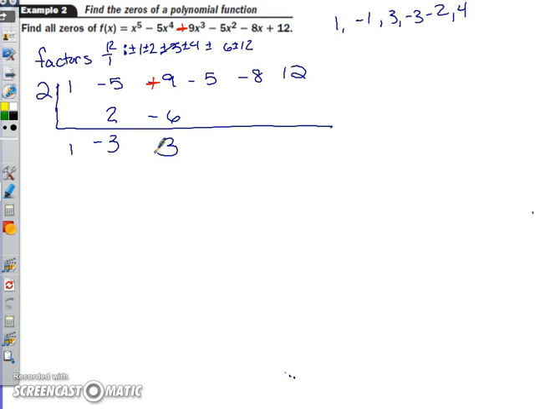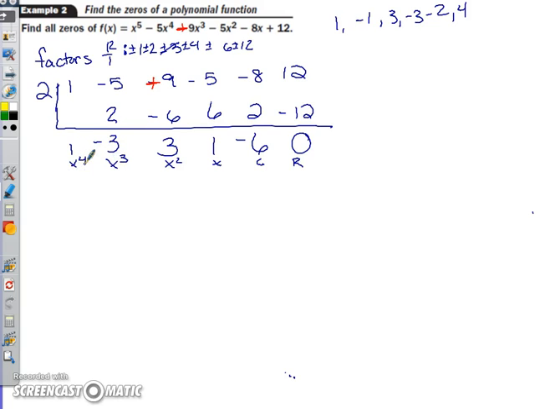2 times +3 gives you a 6, which gives you a 1. 2 times 1 is 2. This gives you a -6. And 2 times -6 is -12. Oh, sweet Jesus, it's 0. All right, so remember, this is my remainder. This is my constant. This is my x squared, x cubed, and x to the 4th.